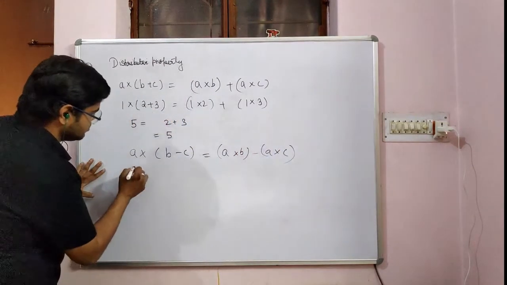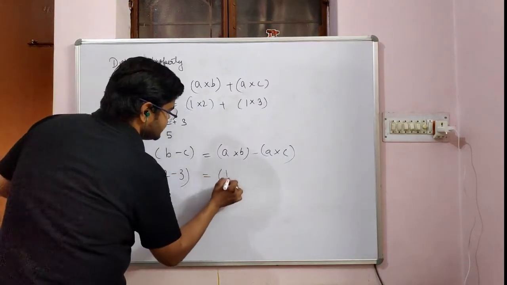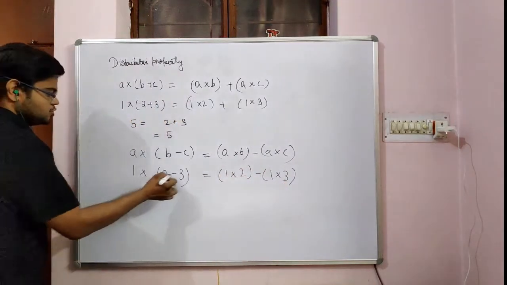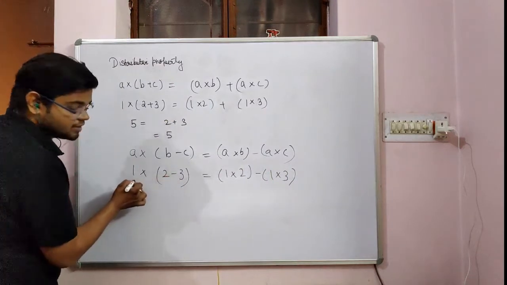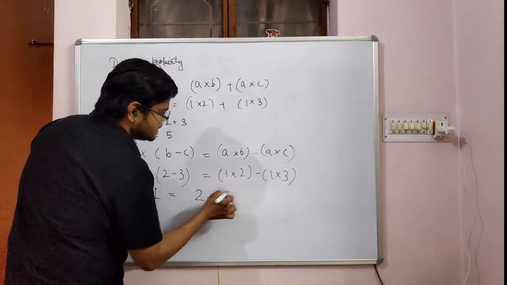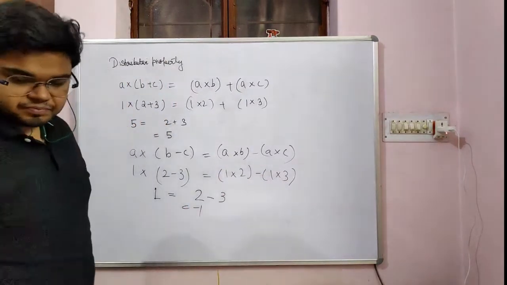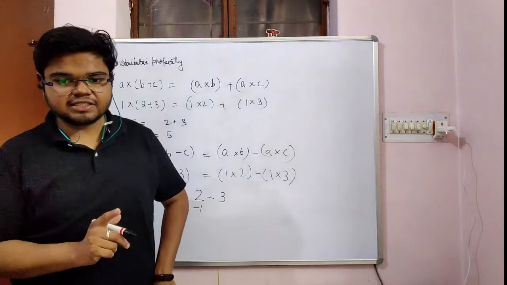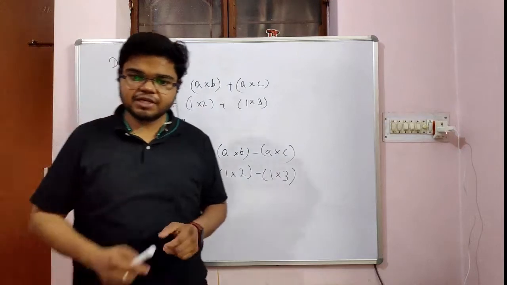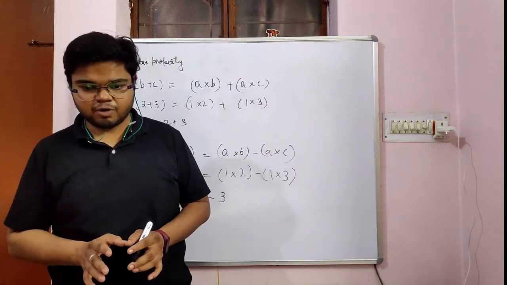Now let us check the result. 1 into 2 minus 3 equals 1 into 2 minus 1 into 3. 1 into 2 minus 3, the result will be 2 minus 3, minus 1 into 1, 1. And here 1 into 2, 2, minus 1 into 3, minus 3, and the result will also be minus 1. So integers, children, for multiplication follow closure property, commutative property, identity property, associative property, distributive property.